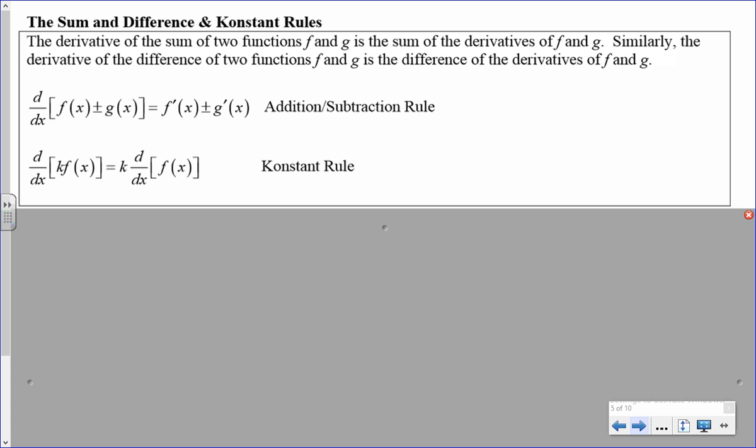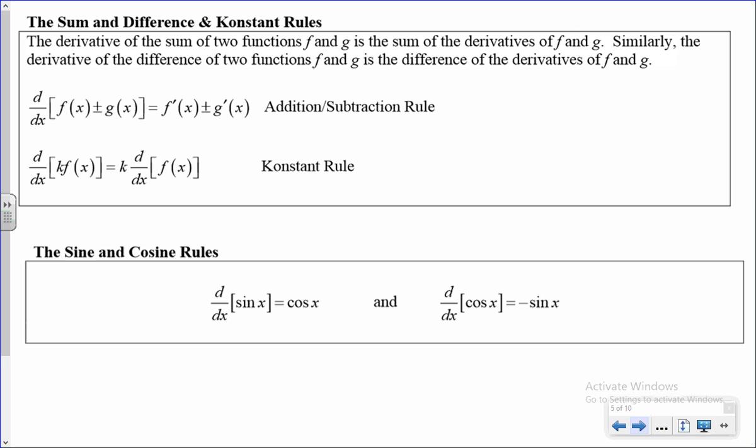Okay? All right, two additional rules that I would like you to remember. The derivative of sine is cosine, and the derivative of cosine is negative sine. We kind of talked about yesterday how they were probably going to be related to each other. Well, here is the official relation between function and derivative.